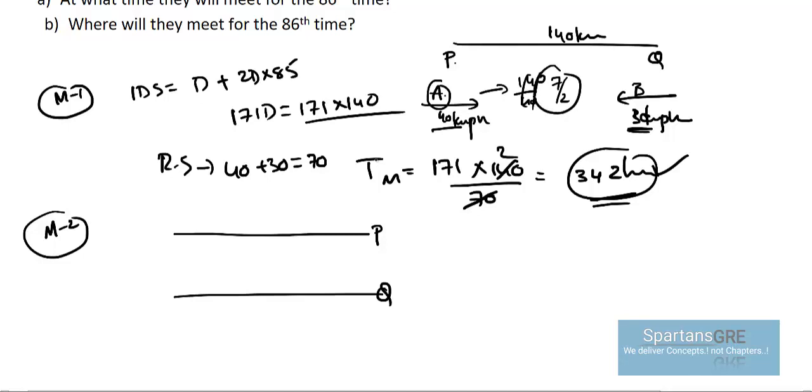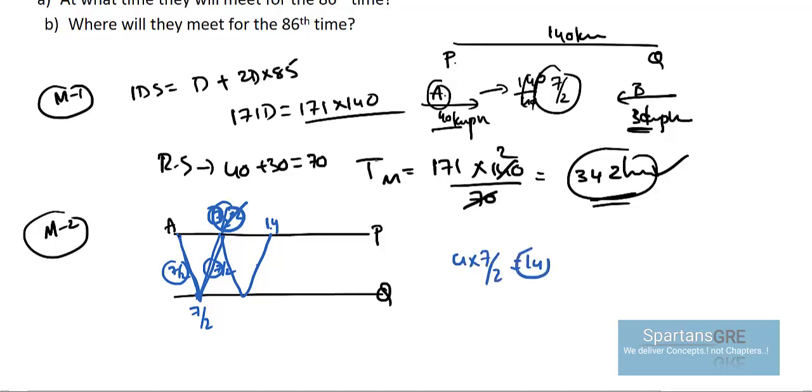So suppose this is A, to reach from P to Q, I will use blue color. To reach from P to Q, it takes 7 by 2 hours. Again, to go back to P, it takes another 7 by 2, so the total is 7 by 2 into 2, which is 7 hours, as the 2 and 2 get cancelled. Again, going to Q and coming back, it takes 14 hours, because we have 4 into 7 by 2, which is 14 hours.